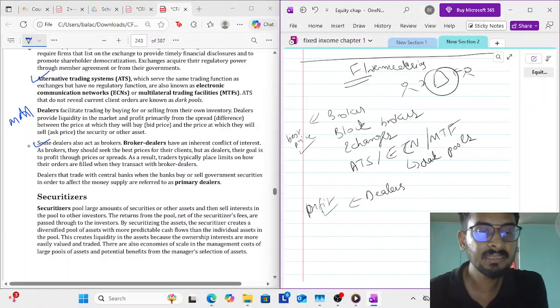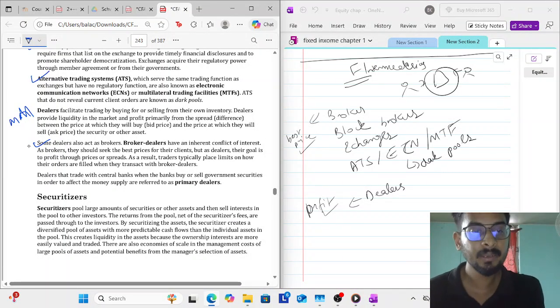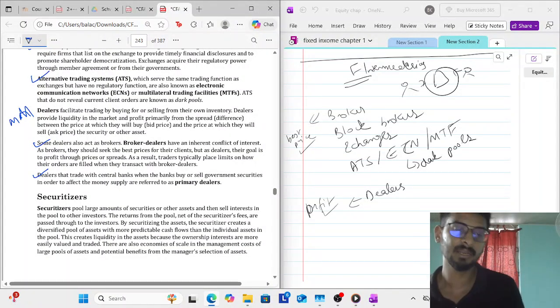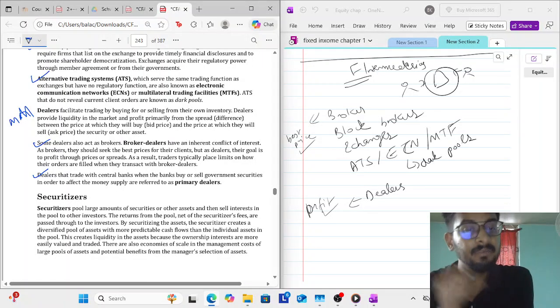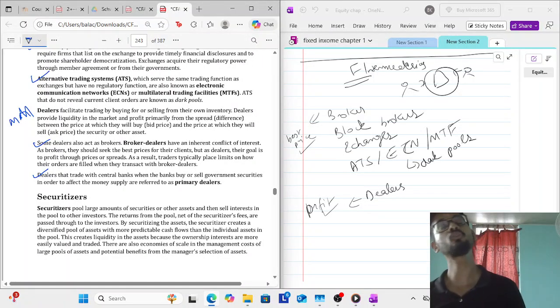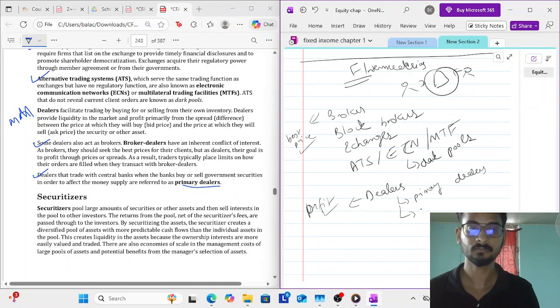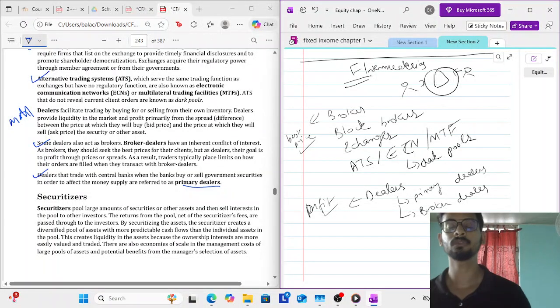Okay, so dealers that trade with the central bank, when banks buy or sell government securities in order to affect the money supply, are referred to as primary dealers. Once more, dealers that trade with the central bank. There will be huge dealers who are capable of trading with the central bank in big amounts when they buy or sell government securities in order to affect the money supply, and they are known as primary dealers. So dealers include primary dealers and broker dealers. A broker dealer actually fulfills both. It gives the best price and it also makes profit.